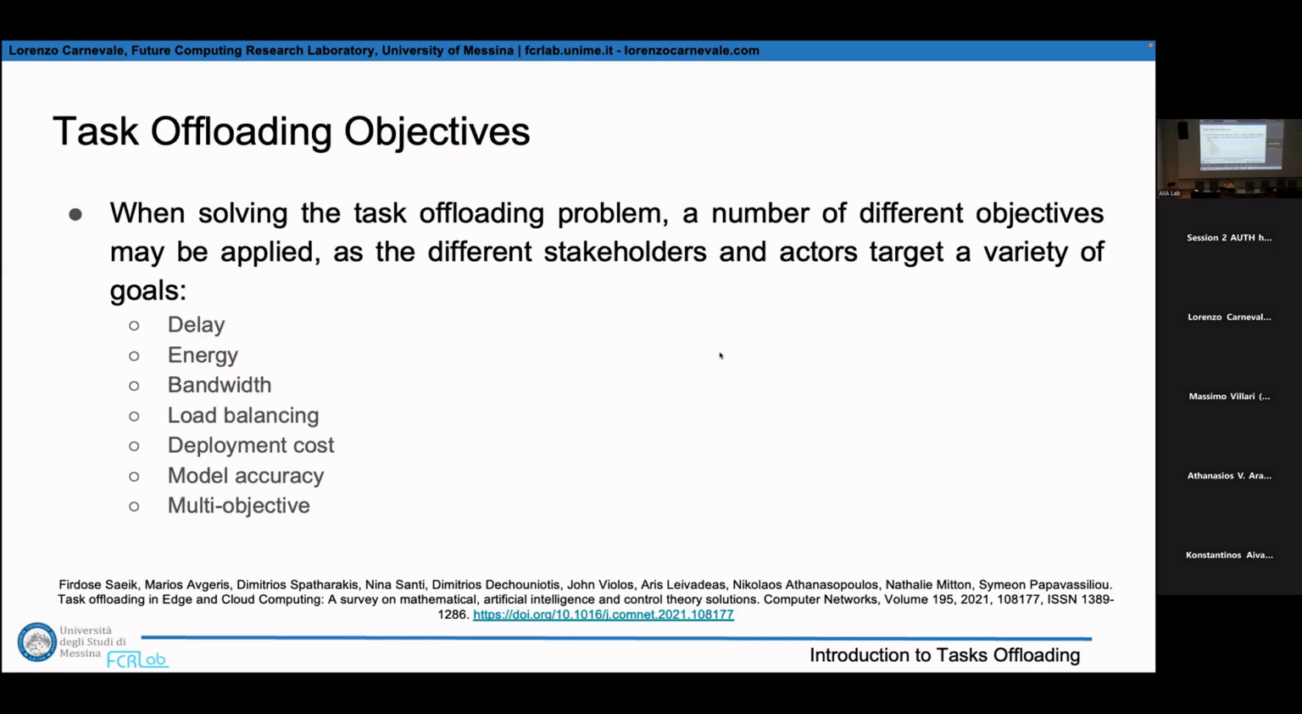One of the most important parts when we talk about task offloading is understanding what the metrics are, so the objectives that need to be optimized in terms of having a good offloading. Sometimes it could be just the delay, so the latency, for example. Sometimes it could be the energy, according to the fact the device is a battery-powered device. Sometimes it could be the bandwidth that is available. Sometimes just the load balancing, so the amount of resources that are available.